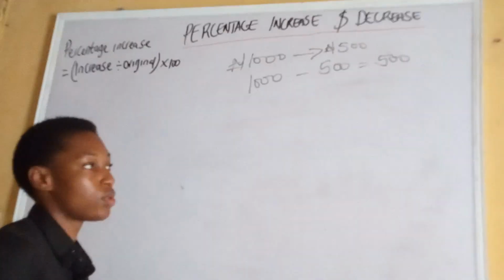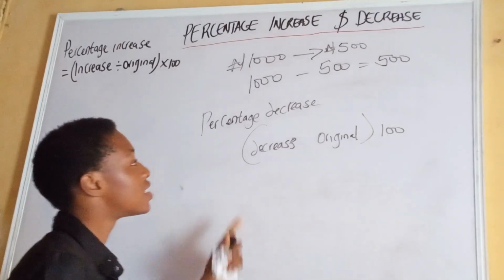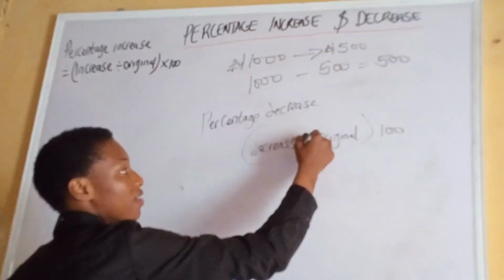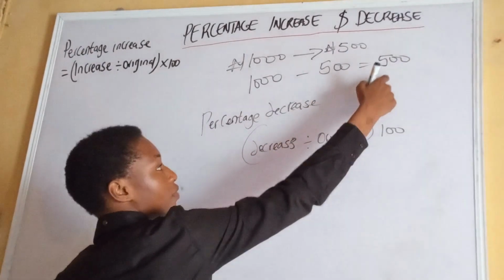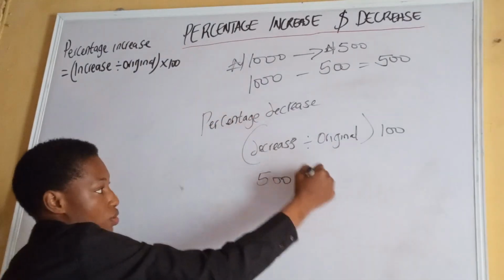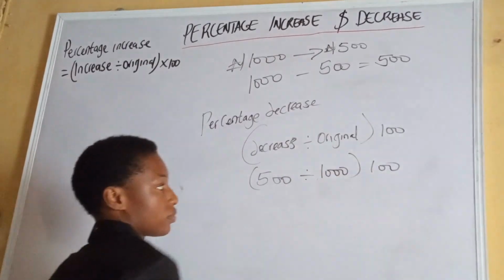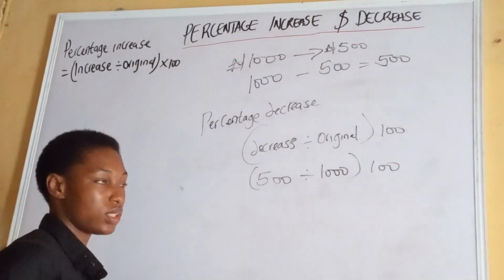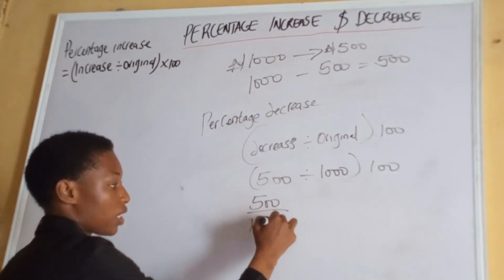Now what do you do? You come to this formula. Instead of increase, you use decrease. So percentage decrease becomes decrease divided by original times 100. And your decrease is 500. So this is 500 divided by, the original was 1,000. And then we multiply by 100. 500 divided by 1,000. Let's do it together.